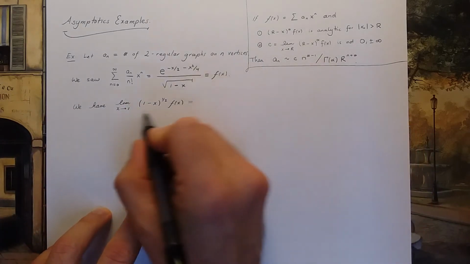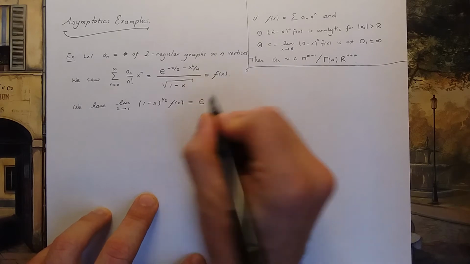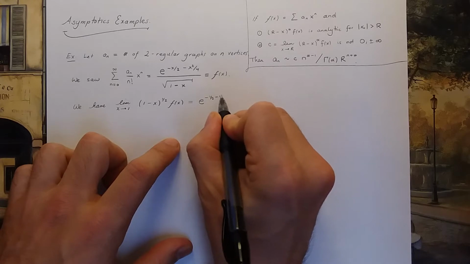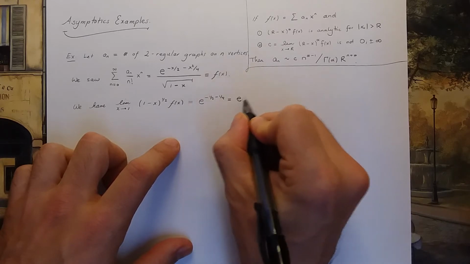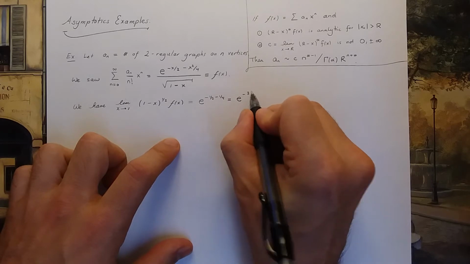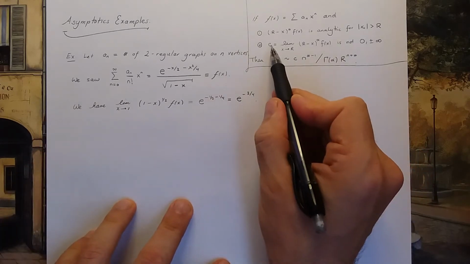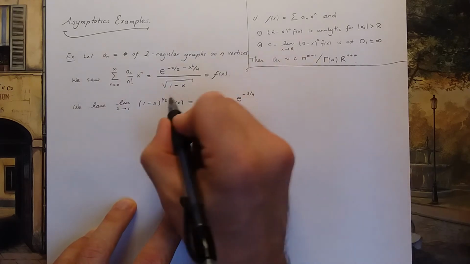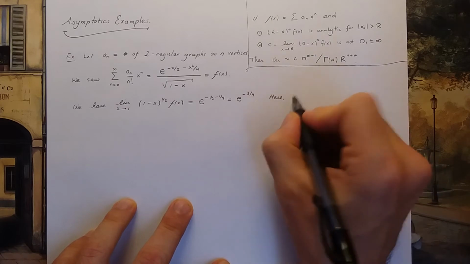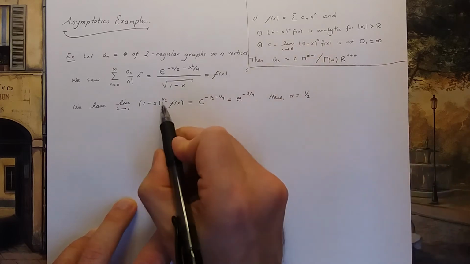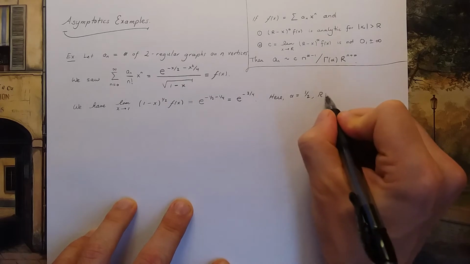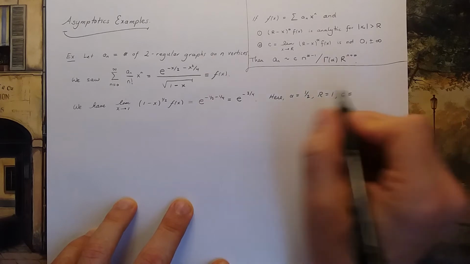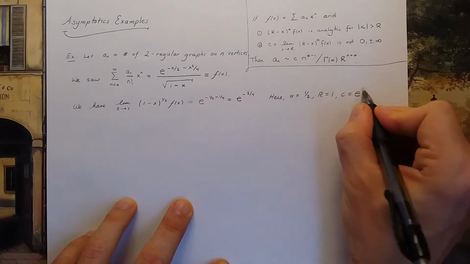And if I do this limit and take x equals to 1, I believe I get e to the negative 1/2 minus 1/4, which I guess is e to the negative 3/4. That is my value c in the statement of our main result. So here alpha is, maybe I should be super clear about it this time, alpha is 1/2. R is equal to 1. And c is equal to e to the negative 3/4.